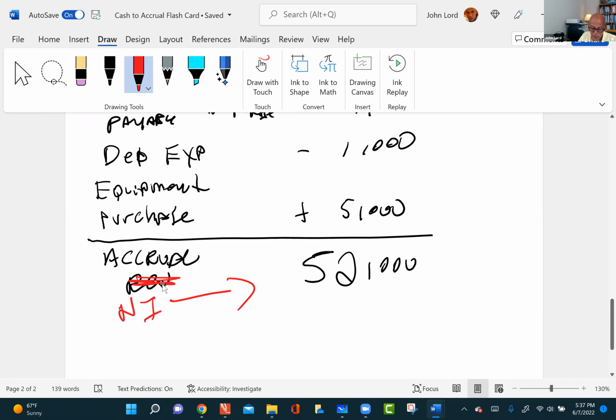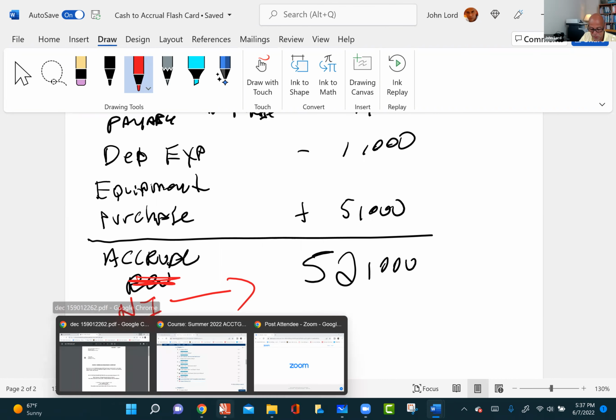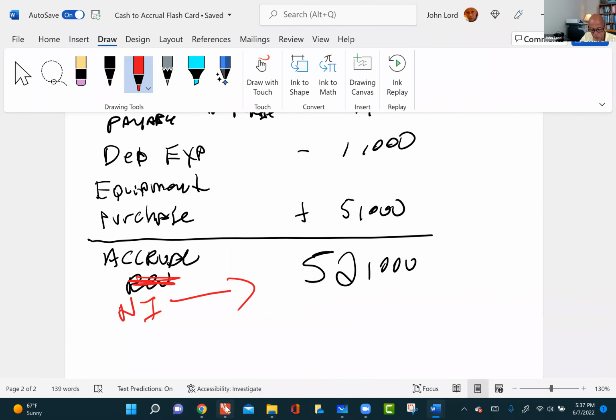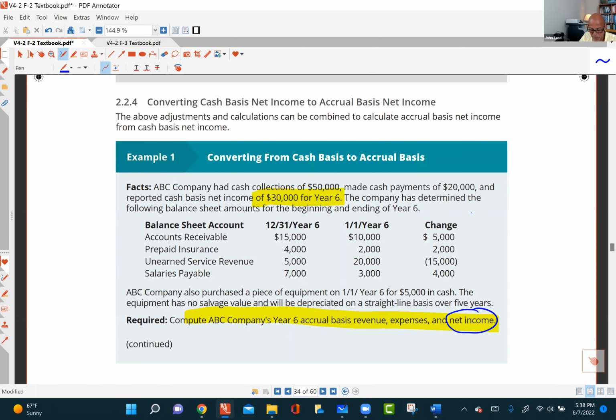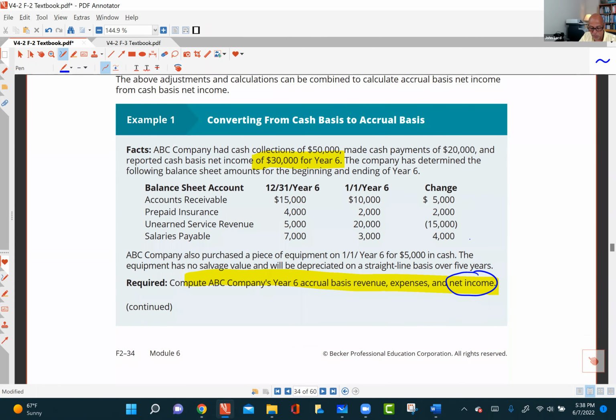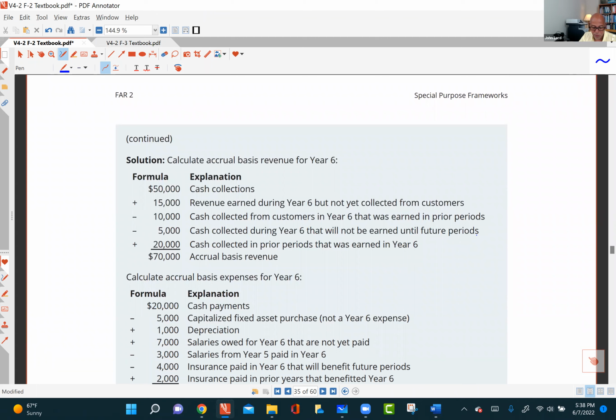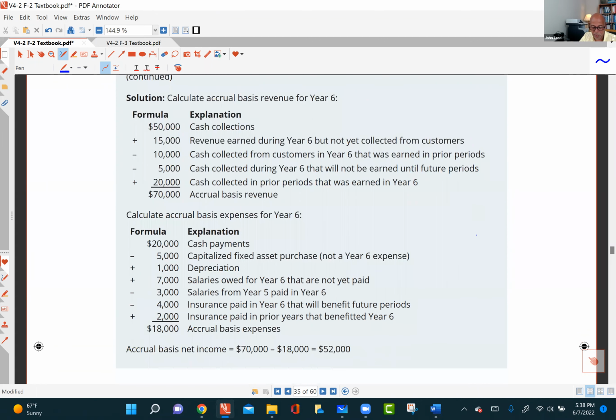Now, the way they did it in the book, I just don't feel that the questions will be asked quite the way the example is showing here. That's why I showed you how to start with net income. What they did was convert from cash revenue to accrual revenue, and then from cash payments to accrual basis expenses, and then took the difference to get the net income, which to me would be a very long way of doing this. Usually the question is going to start just asking you net income. And so you're better off starting with net income and going about the rules the way I put on the flashcard.